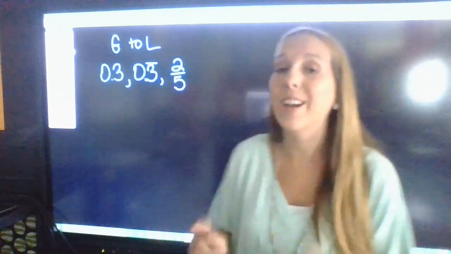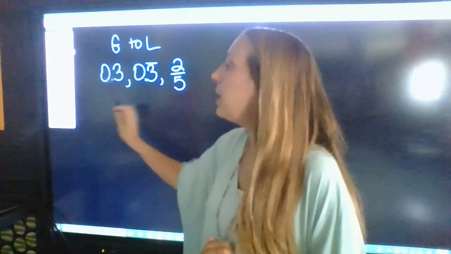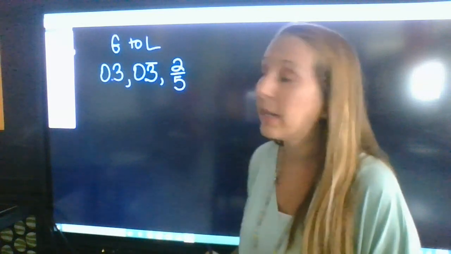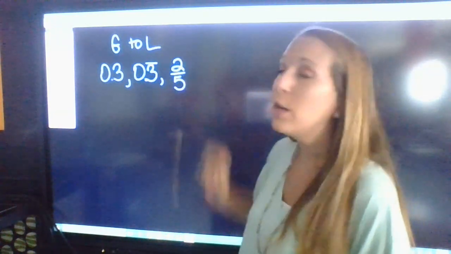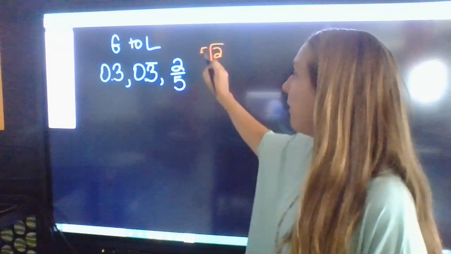Let's do one that's greatest to least. Now this one's very important because you are going to see these a lot. Even though these two decimals look like they're the same thing, they are not. And we'll get to that in a second. But let's change this fraction to a decimal. So we're going to say 2 divided by 5.